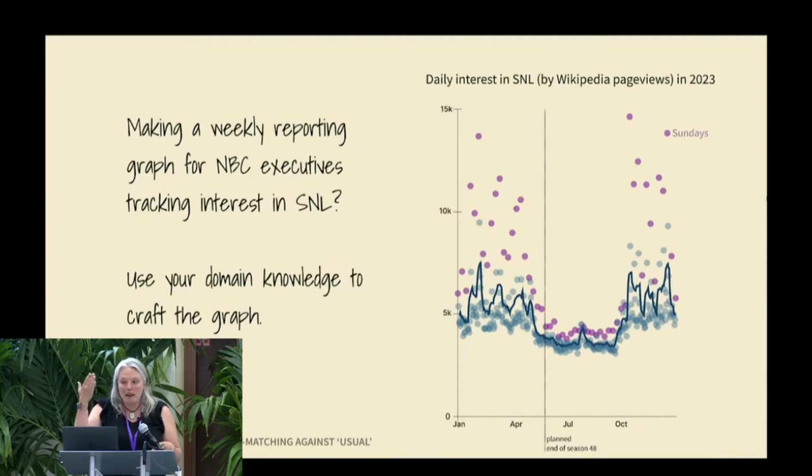You might also be able to put in the planned end of season. That's the thing that you know of when the season's supposed to end, and at the time you would have also known that interest dipped because they stopped making shows because of the writers' strike. But you can use your domain knowledge to craft the graph. There's no way that your tool has this information. You have information. Use it.